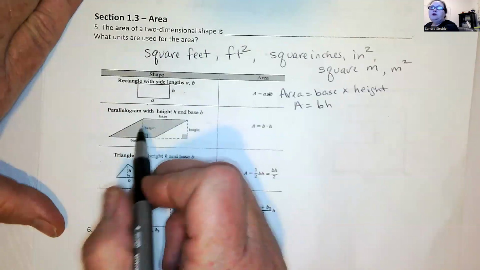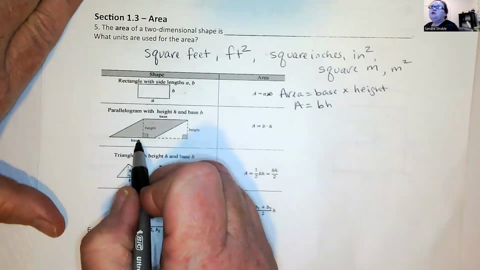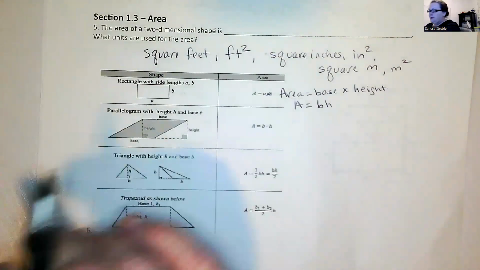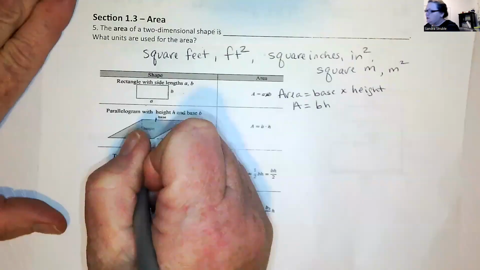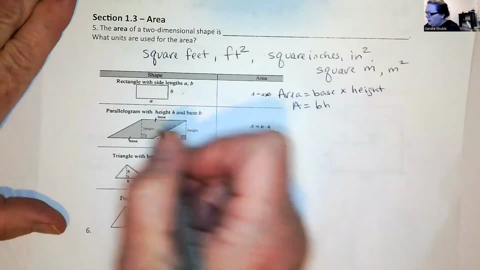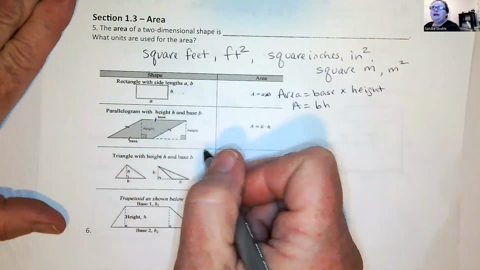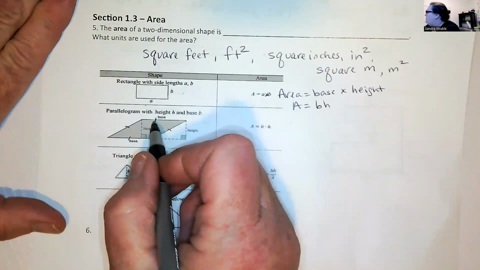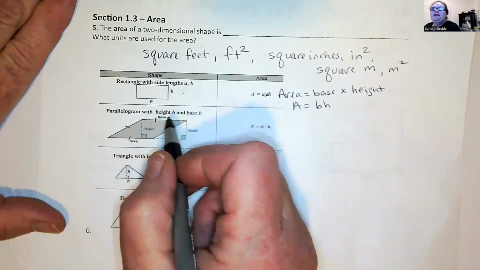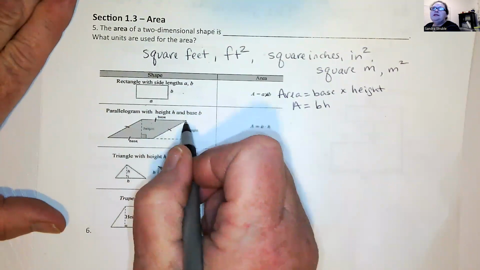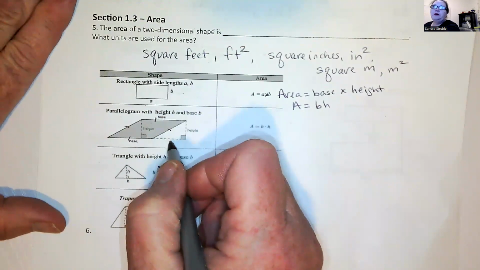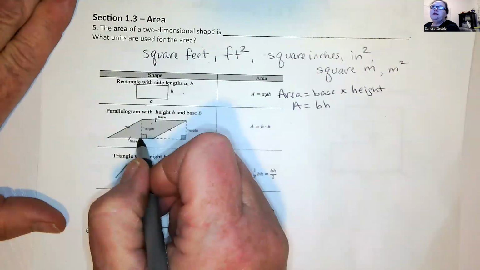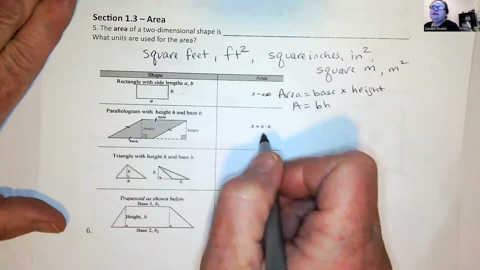The parallelogram is where two sides are parallel to each other and they're the same length. So these bases are the same length and they're parallel, as well as these sides are the same length and are parallel as well. So for the parallelogram, it has a height of H and a base of B. Notice this dotted line is not part of the parallelogram, okay? It is just showing you what the height is, as is this dotted line here. So the area of a parallelogram is base times height.